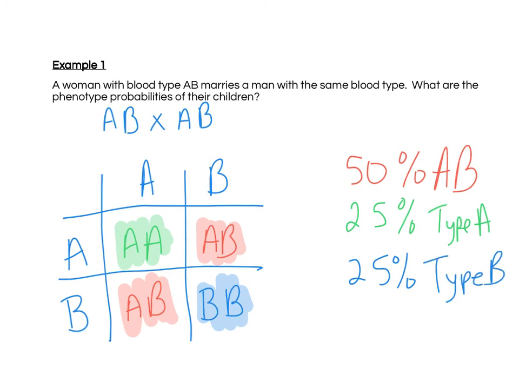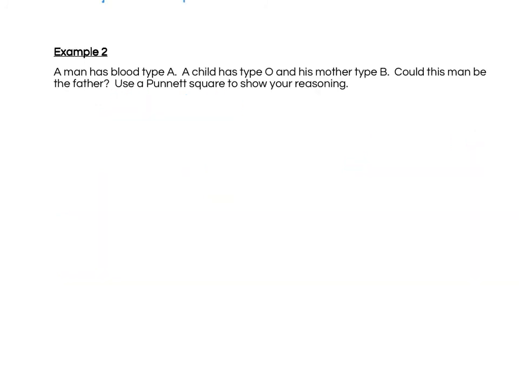So I'm going to give you another question to try, and then we'll take it up. So let's take a look at this question. It reads, a man has blood type A. A child has type O, and his mother is type B. Could this man be the father? Use a Punnett square to show your reasoning. So this is a bit of a way of problem solving using Punnett squares. And in fact, geneticists would use Punnett squares in order to make some predictions about offspring. So give this a try and then come back when you're ready.